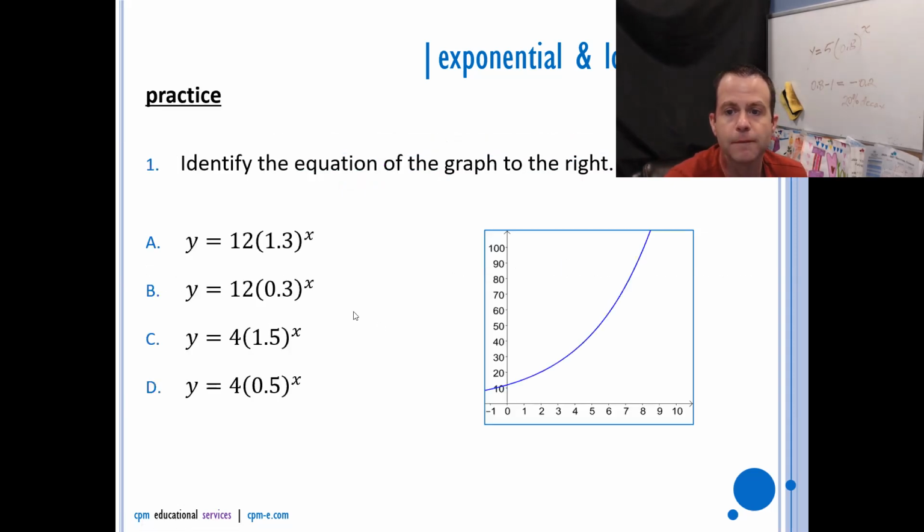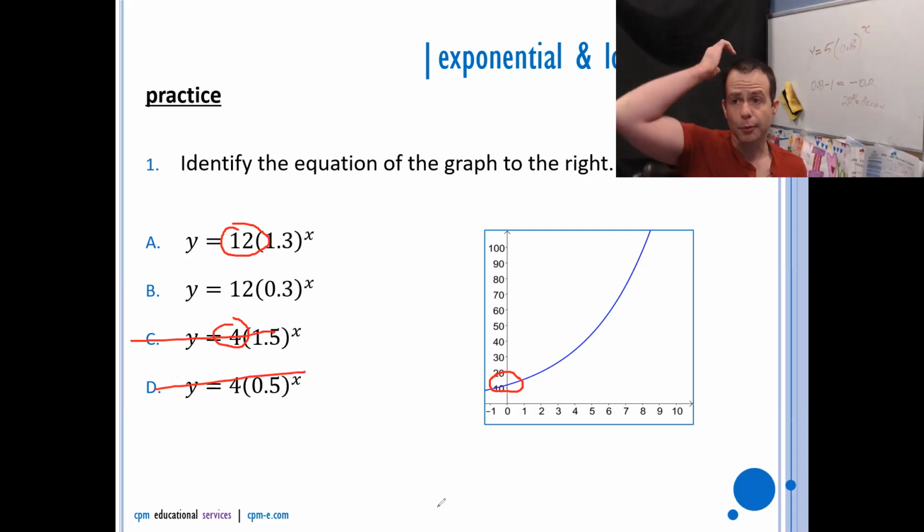Okay, so identify the equation to the right. These are all exponential equations. So things I want you to be comfortable with is, first of all, I'm comparing a starting value of 12 versus a starting value of 4. We said that that A value would be your y-intercept. So if I look at my y-intercept here, it's not 4, it has to be that 12. So that's going to rule out C and D right away.